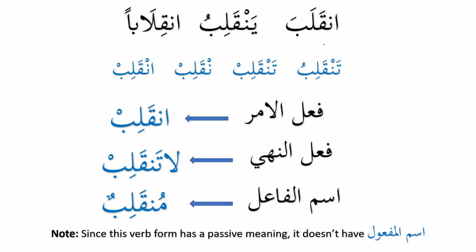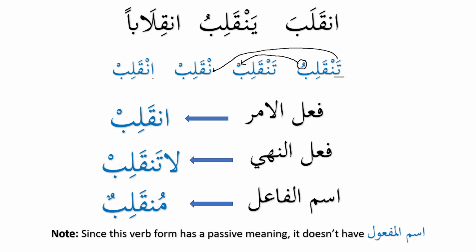So the form is inqalaba, the verb that we are focusing on. Inqalaba yanqalibu inqilaban. How to make fi'l al-amr? We know that when we make fi'l al-amr, the first step is we will make the ending sakin. So it is sakin, we can see over here. Number two, we will drop alamat al-mudari. When we drop alamat al-mudari over here, it becomes tanqalib, and here we have sakin and qalib. So you know when we have iltaqa al-sakinain, it's not possible to read it. So in this case, what do we need to do? We have to bring Hamzatul Wasl.